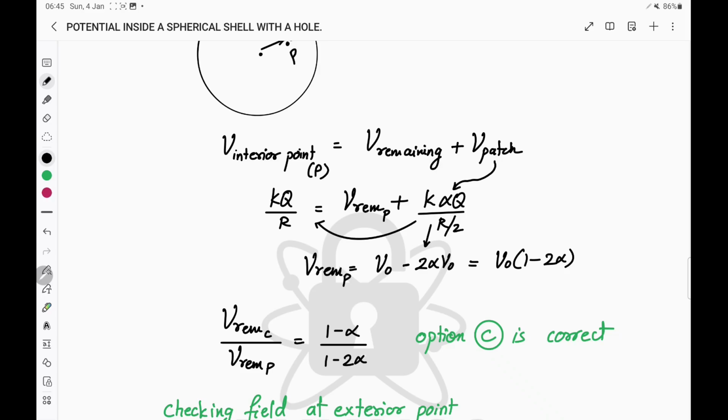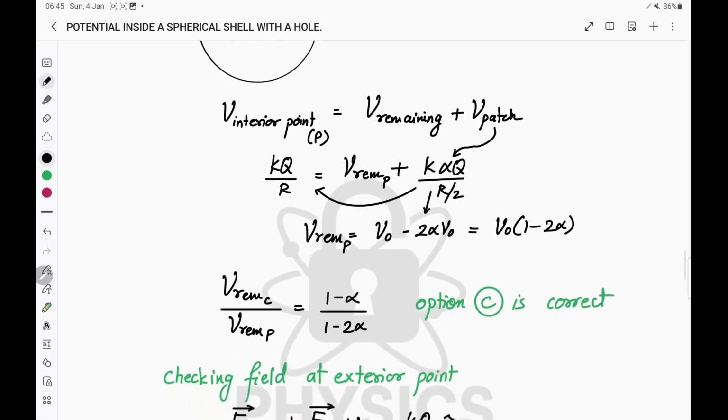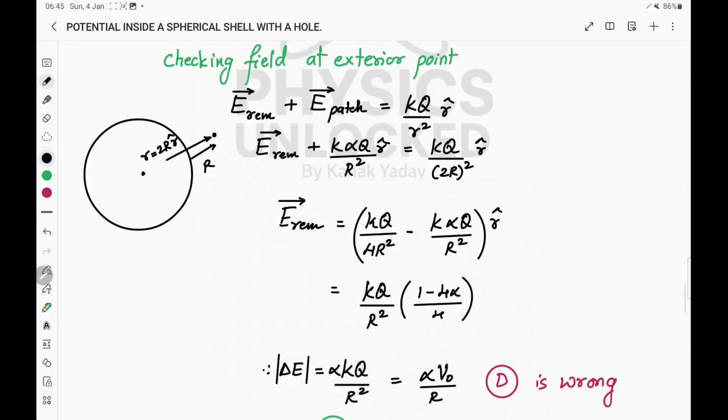Now what are they asking in option C? They are asking us to find the ratio of the potential at point C due to the remaining sphere and potential at point P due to the remaining sphere, where of course C is the center, which we have already calculated. Potential at C is V naught into 1 minus alpha, and potential at P just now we have calculated as V naught into 1 minus 2 alpha. So if we divide the two, we get 1 minus alpha by 1 minus 2 alpha, which tells us that option C is correct.